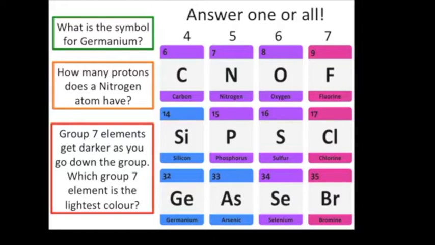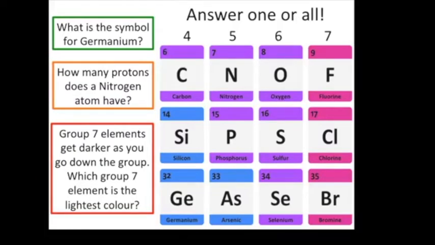I'd like you to tell me, using this bit of the periodic table, what is the symbol for germanium? How many protons does a nitrogen atom have? And group 7 elements get darker as you go down the group. So which group 7 element is the lightest colour? These are all the kind of questions that you could get in a sort of very start of a GCSE paper, or more likely a kind of year 8 or 9 end of year exam. But I'm just doing school speak because I'm a school teacher.